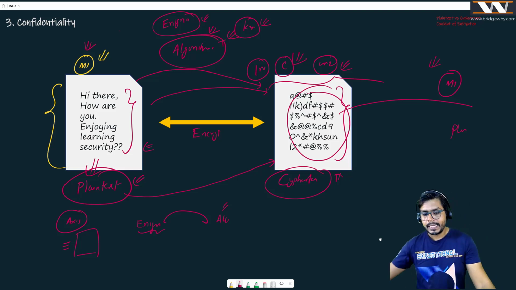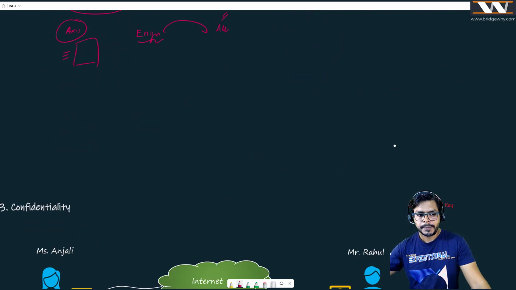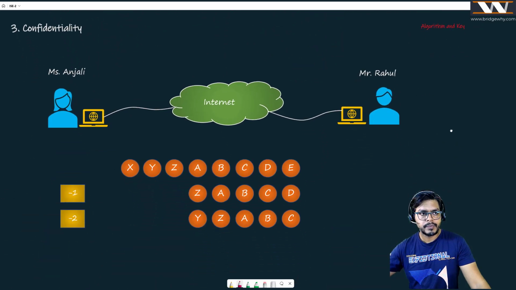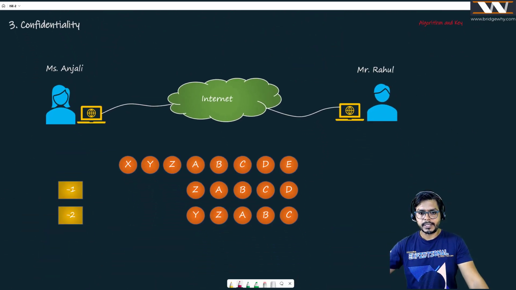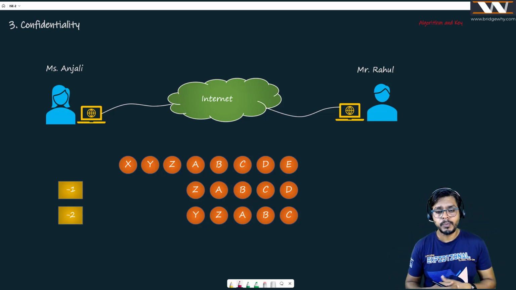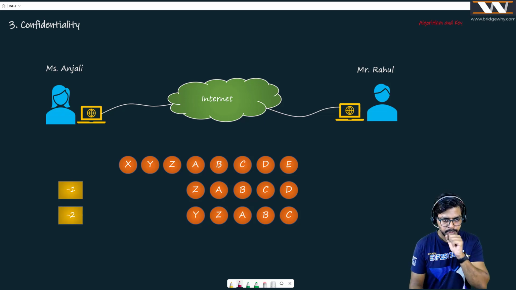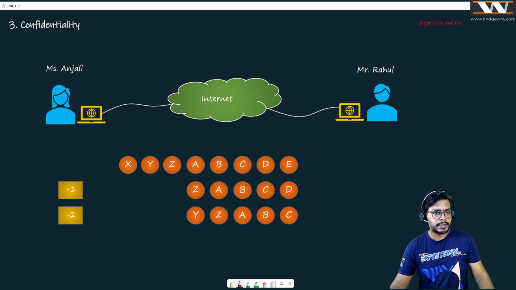Having said that, let's move to the next board, where we will be talking more about confidentiality. In this board, we will be talking more in terms of algorithm and key. If you do not understand the meaning of algorithm and key, that is perfectly fine, because we will be talking about it here.